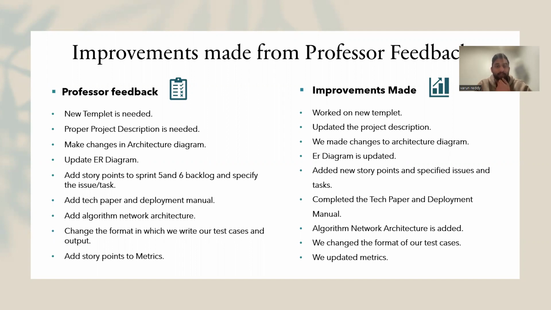Add story points to sprint 5 and 6 backlog and specify the issue or task. So we added new story points and specified issues and tasks. Add technical paper and deployment manual. Completed the technical paper and deployment manual. Add algorithm network architecture. Algorithm network architecture is added. Change the format in which we write our test cases and output. We changed the format of our test cases. Add story points to metrics.